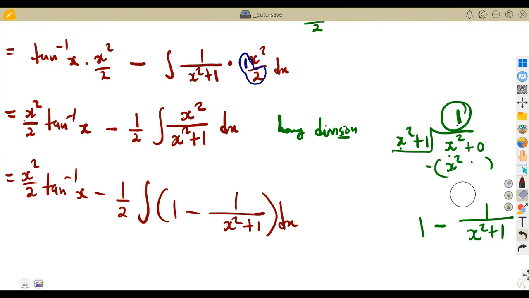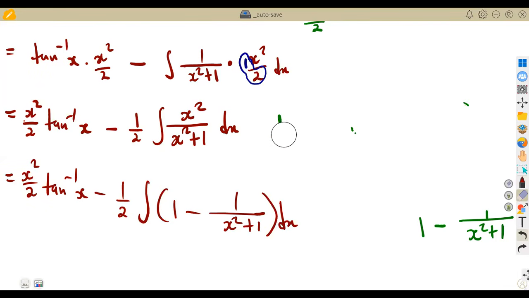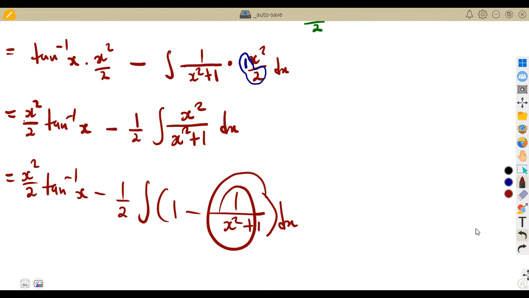So we applied long division in order for us to have this. Now we are at this stage. How are we going to integrate? Is it possible for us to integrate 1? Yes. What about integrating 1 over x squared plus 1? Is it possible for us to do that? That is now the question. Is it possible?